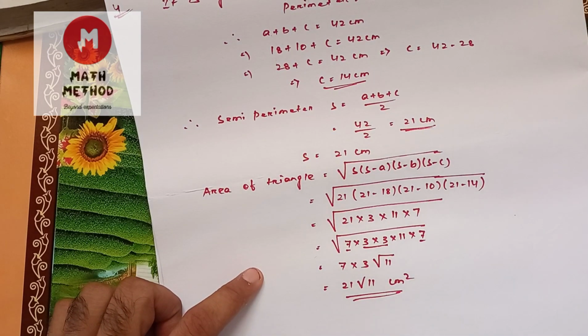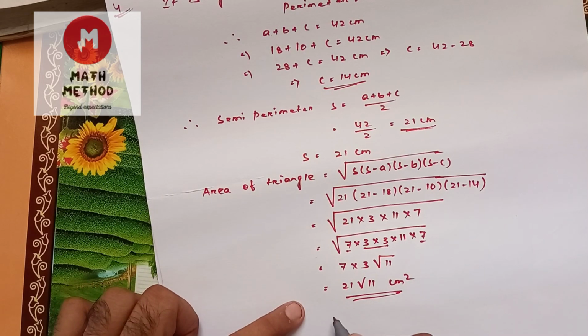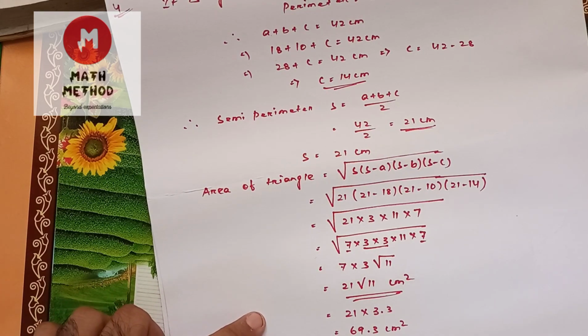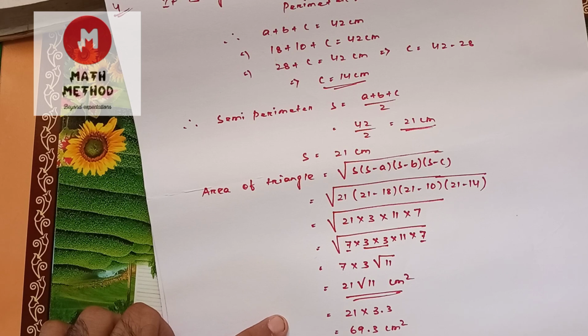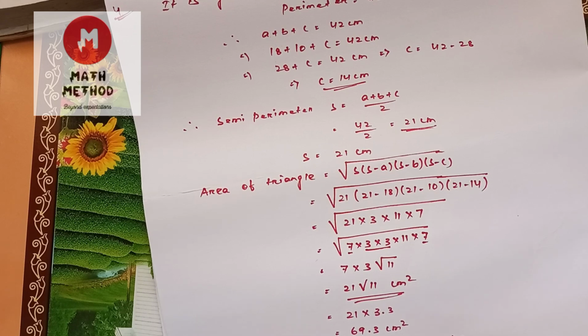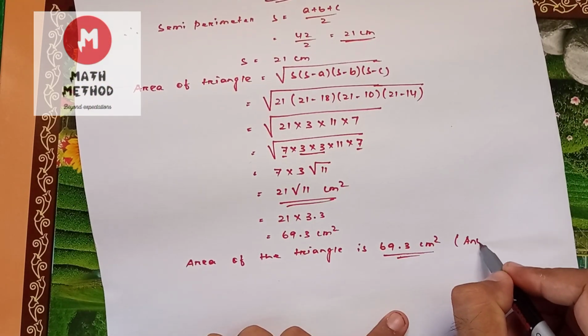The value of root over 11 is approximately 3.3, so 21 into root over 11 is equal to 21 into 3.3 is equal to 69.3 centimeter square. So find the area of the triangle. Now the area of the triangle is 69.3 centimeter square. This is our answer. Clear?